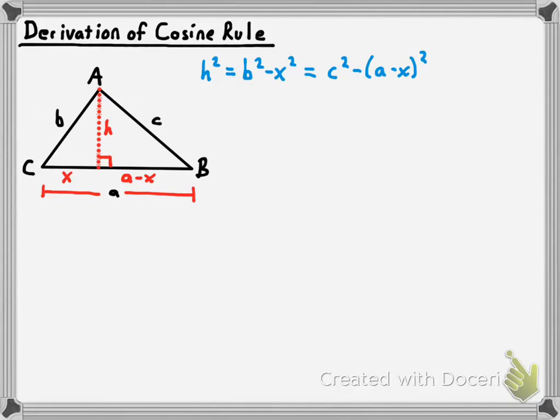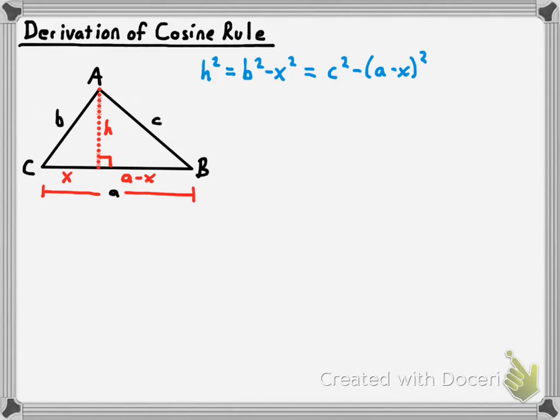Like so. Now I'm going to do a little bit of algebra. You see we've got a's and b's and c's and x's. I would like there to not be any x's. We don't have to worry about the h squared, by the way. We've gotten rid of it by substitution. I'm just going to focus on b squared minus x squared equals c squared minus the quantity a minus x, squared. We're going to try to get the x out of this equation.